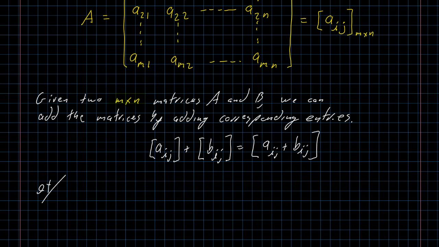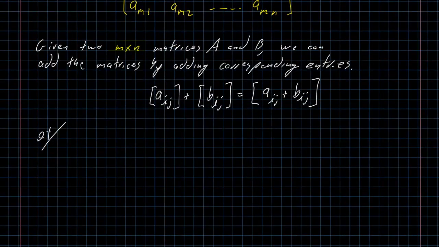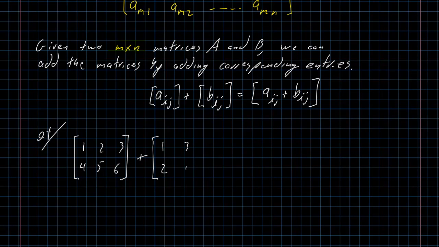And as a quick example, if I have a 2 by 3 matrix, 2 rows, 3 columns, say 1, 2, 3, 4, 5, 6. Yes, I'm very inventive about how I'm coming up with these matrices. And another matrix with 2 rows and 3 columns, say 1, 3, 5, 2, 4, 6. We can add these together entry by entry.